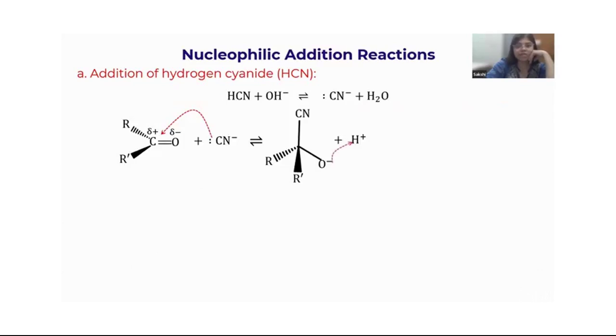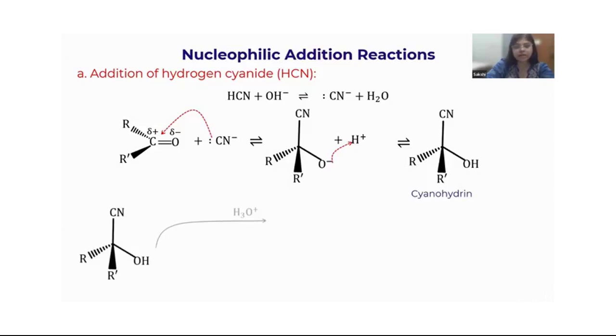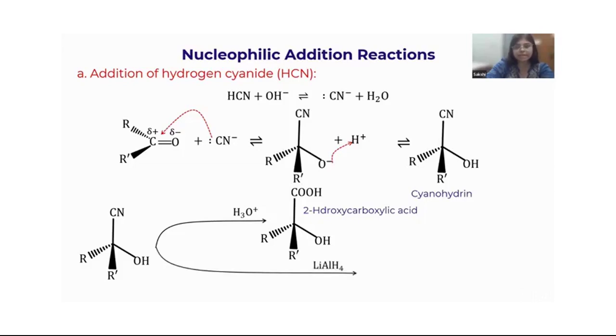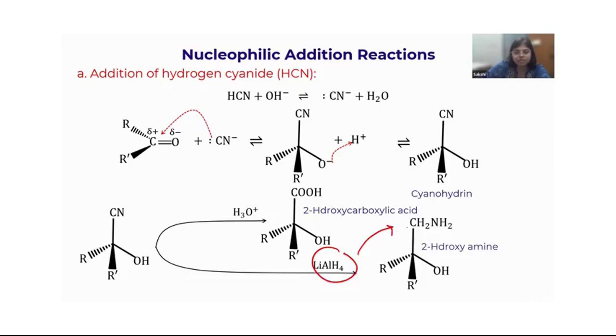Okay. Now H plus is added because hydrolysis is done. So obviously positive will go to negative, and this is the product that we get. This is known as cyanohydrin, right? Now cyanohydrin, if you do hydrolysis, we get 2-hydroxy carboxylic acid. Now there is one reaction which is called reduction. In the presence of lithium aluminium hydride, this gets reduced to amine. So we get CH2NH2, right?